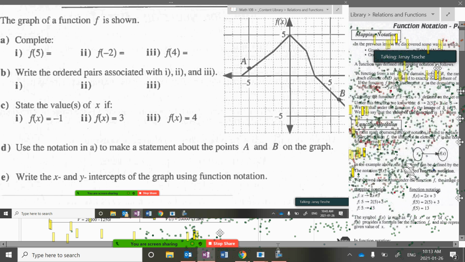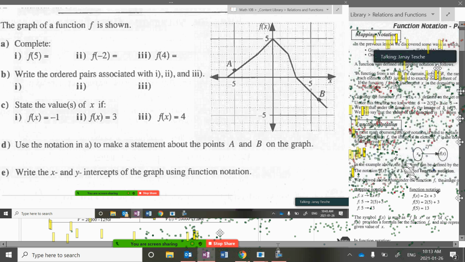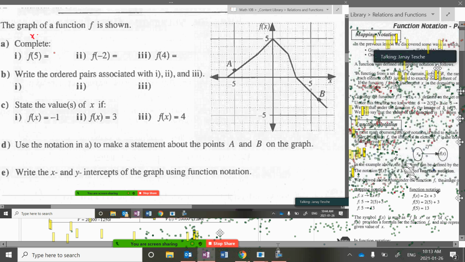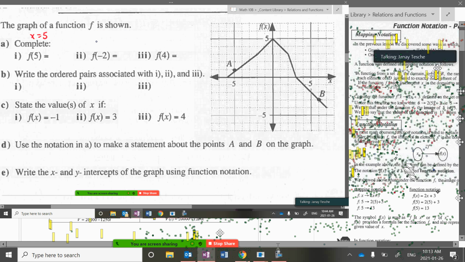So question 1 says f of 5 is equal to what? What that means is my x value is equal to 5. We're going to look on our graph and see what our y value is when x equals 5. So if I go over to 5 and I go down, I get this point right here at -2. So you have to utilize your graph. You're just looking at the coordinates, and there is a point at 5 and -2.